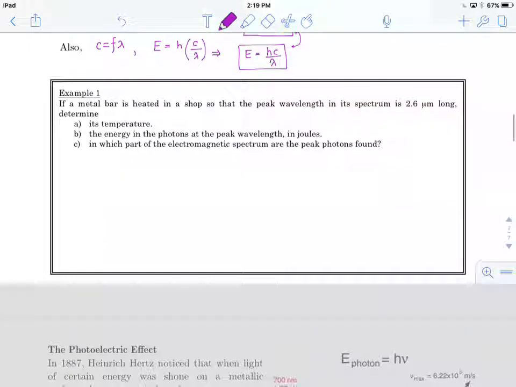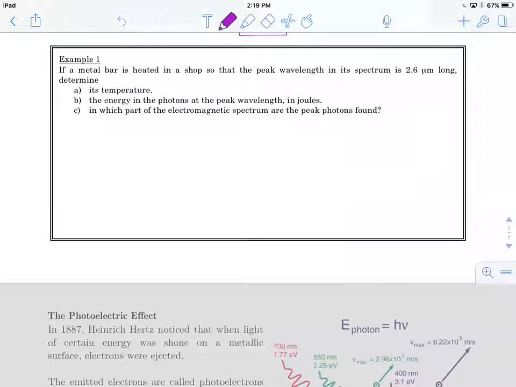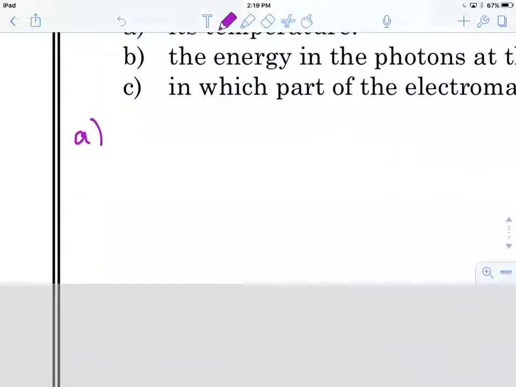Okay, so let's do a little example of this. A metal bar is heated in a shop so that the peak wavelength in its spectrum is 2.6 micrometers long. Determine the temperature, the energy in the photons at the peak wavelength, and which part of the electromagnetic spectrum this is found in. So first, let's find the temperature. We know that lambda max, the peak wavelength, is 2.6 times 10 to the negative 6 meters. It's 2.6 micrometers. And so we'll use Wien's law.